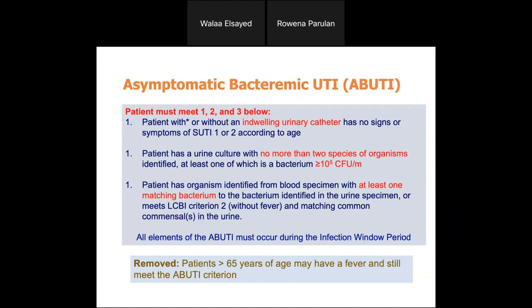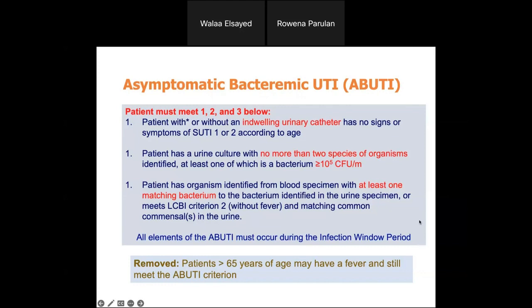Okay. Second one, the urine culture with no more than 2 species and at least one bacterium should be more than 10 raised to power 5 CFU. Number third, the patient has an organism identified from the blood specimen with at least one matching organism to the bacterium identified in the urinary specimen. All right, or it meets the LCBI criteria 2 without fever, and it was explained in the first lecture today morning. What is LCBI 1?